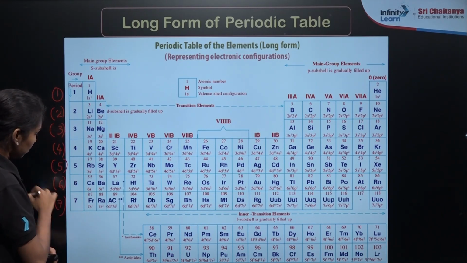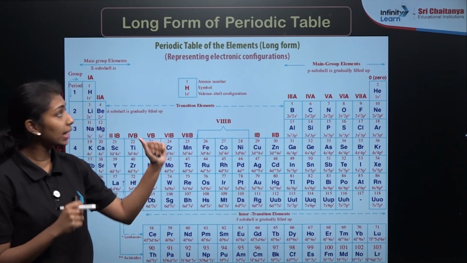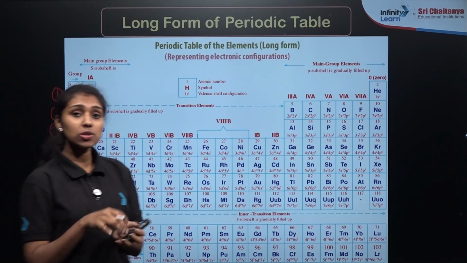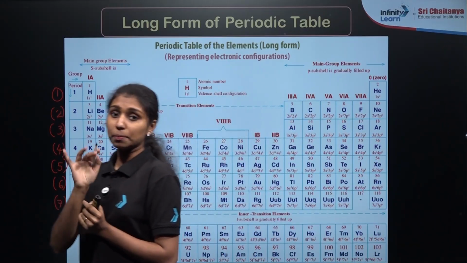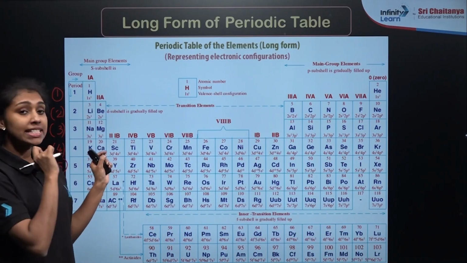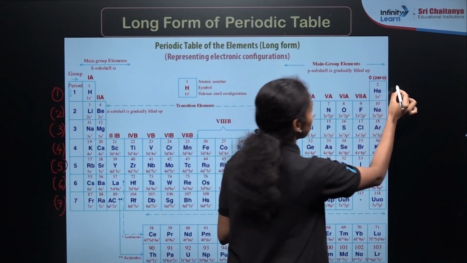7 horizontal rows are present, right? 7 horizontal rows are present in the case of the periodic table. These horizontal rows are known as the periods of the periodic table. Right? These are the basics of the periodic table. We will be having 7 horizontal rows known as the periods. Right? So I will write down here. These are our periods.